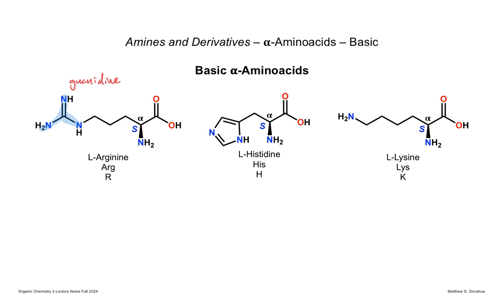Histidine has an imidazole ring. That's this aromatic heterocycle. And we talked about nitrogen basicity. Even though both nitrogens are sp2 hybridized, it's that one that's more basic due to the location of the lone pair of electrons. And then lysine, which is Lys or K, has a second amine at the end of its chain.